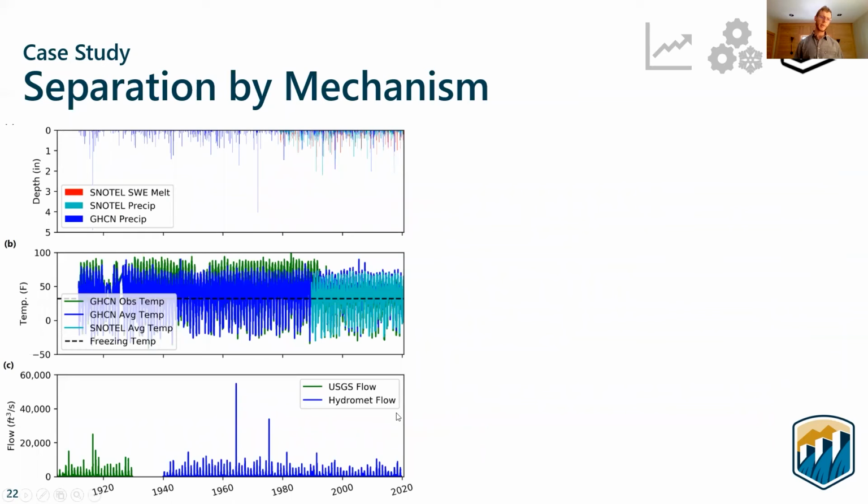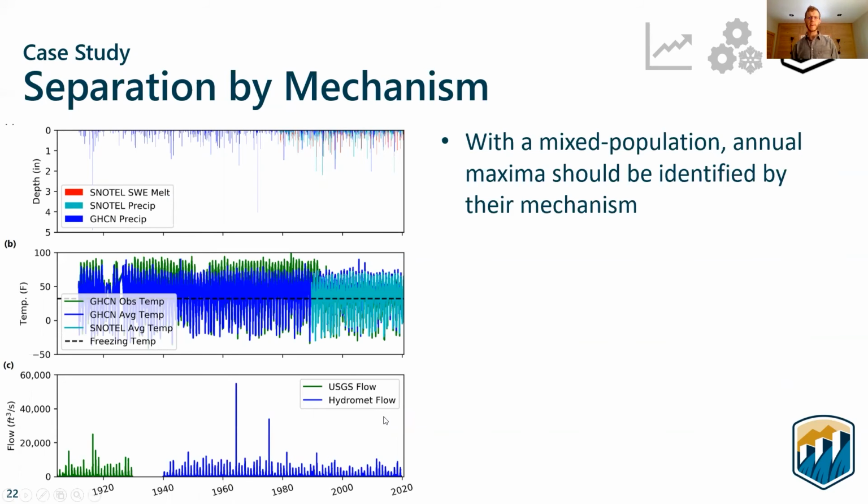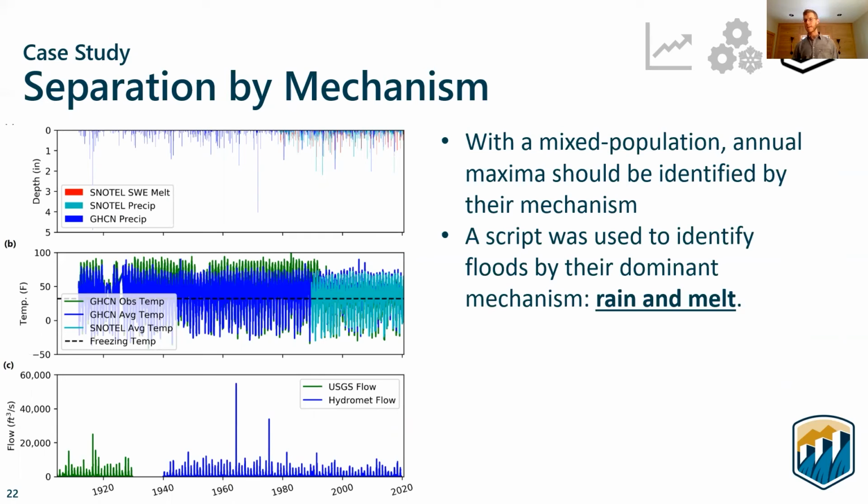Here I'm showing precip on the top panel, temperature in the middle panel, and at the bottom daily inflows to the reservoir. I used this data to try to identify the mechanism associated with each year's floods. I really only identified rain-dominated and melt-dominated. I didn't go into more detail. You have purely a melt event or purely a rain event, because both tend to be present during floods. So which one is dominating the flood, causing the flood more?